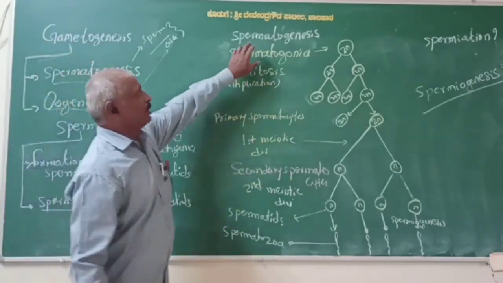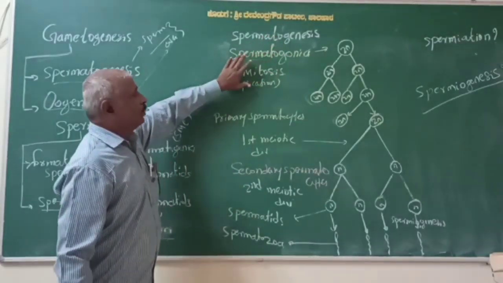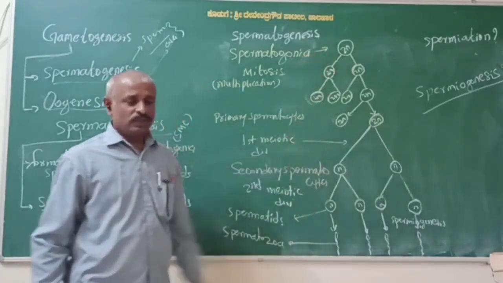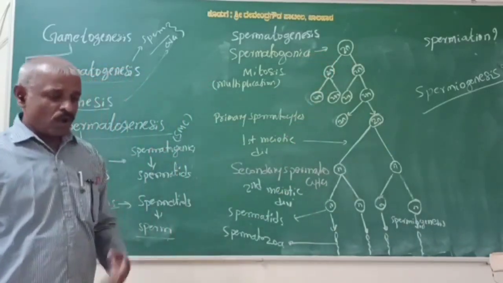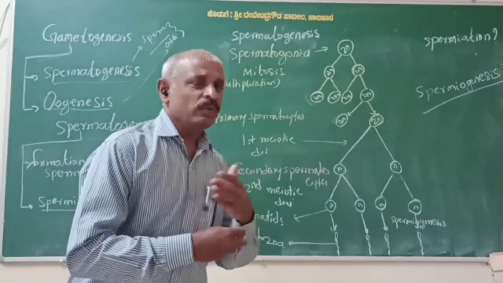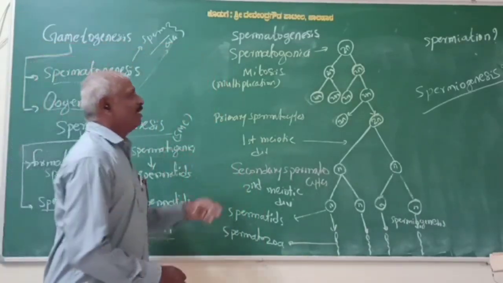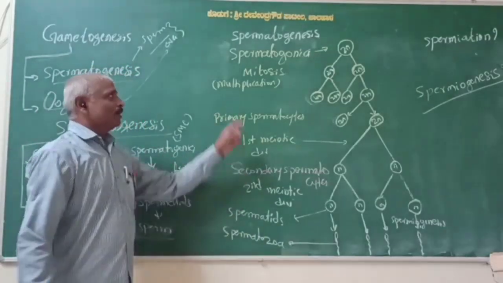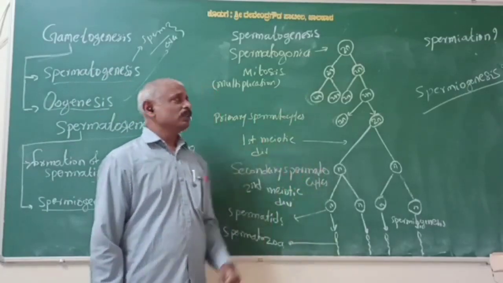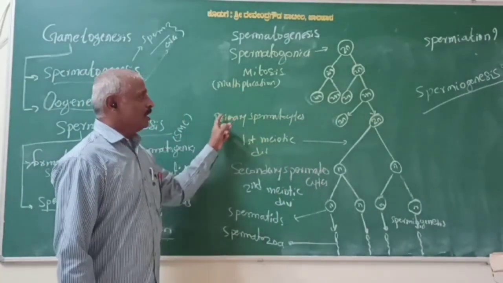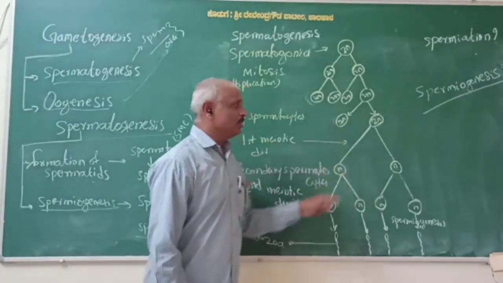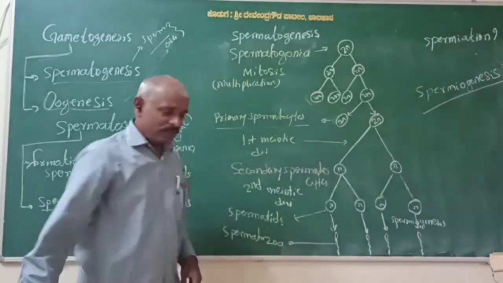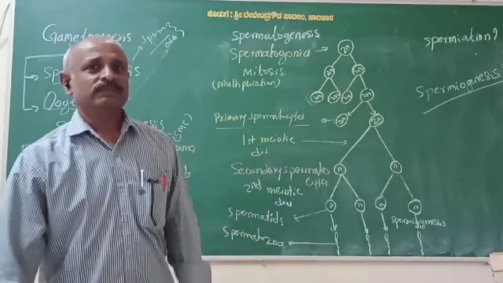We start with spermatogenesis. You know that the spermatogonia are always diploid in nature. In the beginning, mitosis occurs. This mitosis helps to increase the number of cells, the sperm mother cells. We say it is the multiplication phase. So mitosis occurs, the number of cells is formed, and here we consider this one the primary spermatocyte.